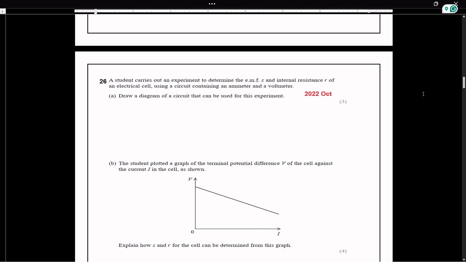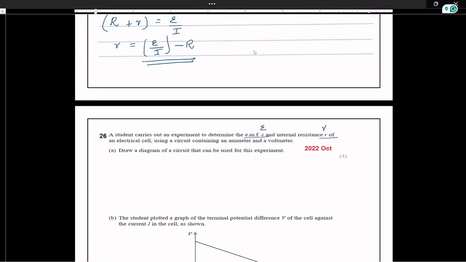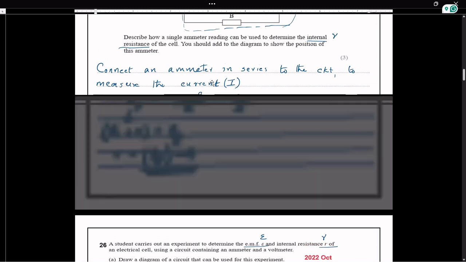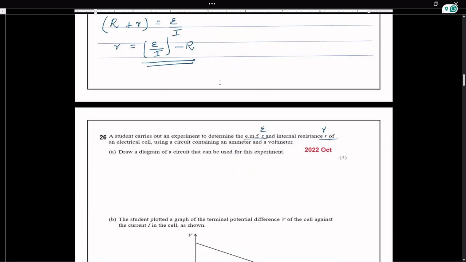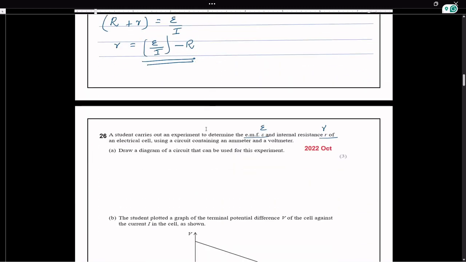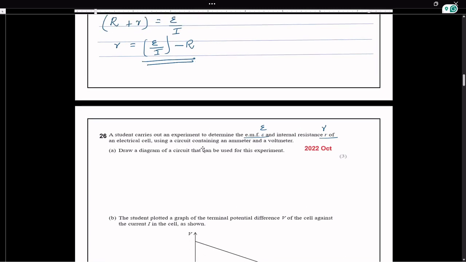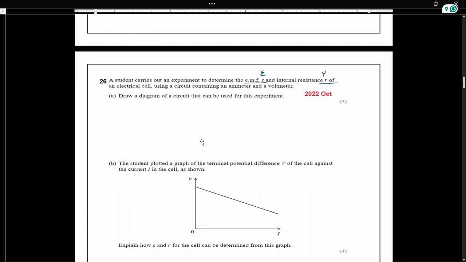So we want to measure the EMF E and the internal resistance R. Just now we have seen that if you want to calculate the value of R, you have to measure the current. So we need an ammeter. Of course, we need a voltmeter, and also we need a variable resistor to change the resistance.